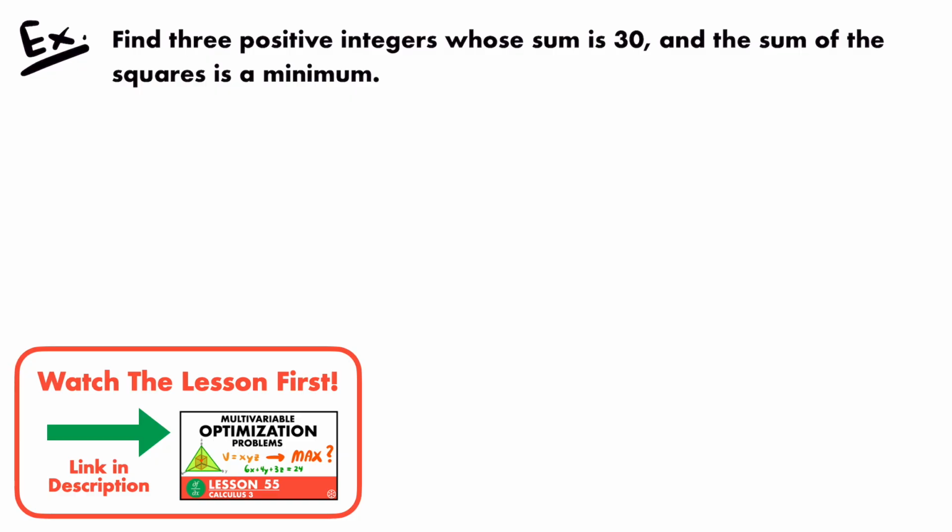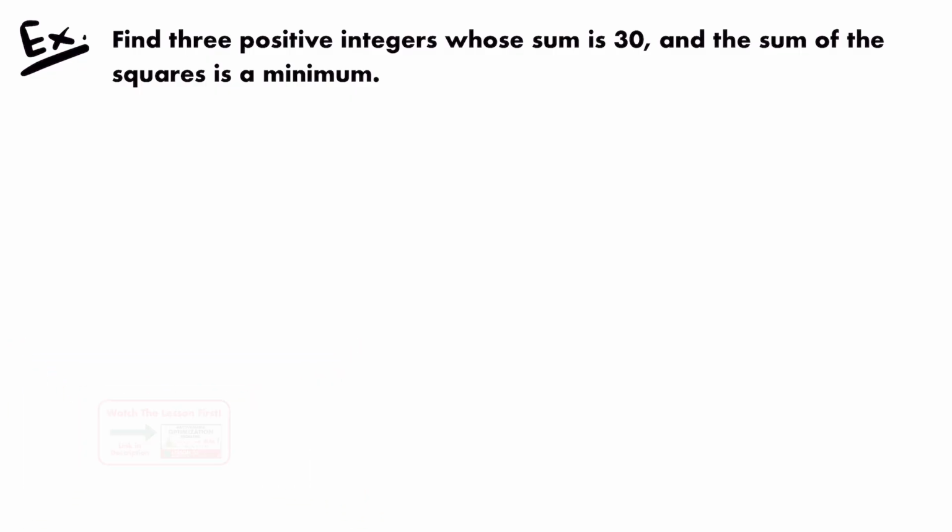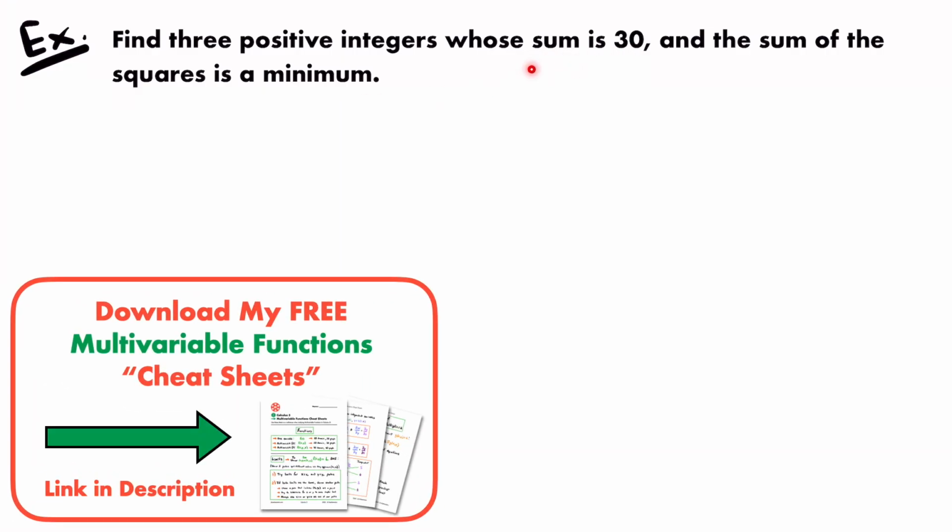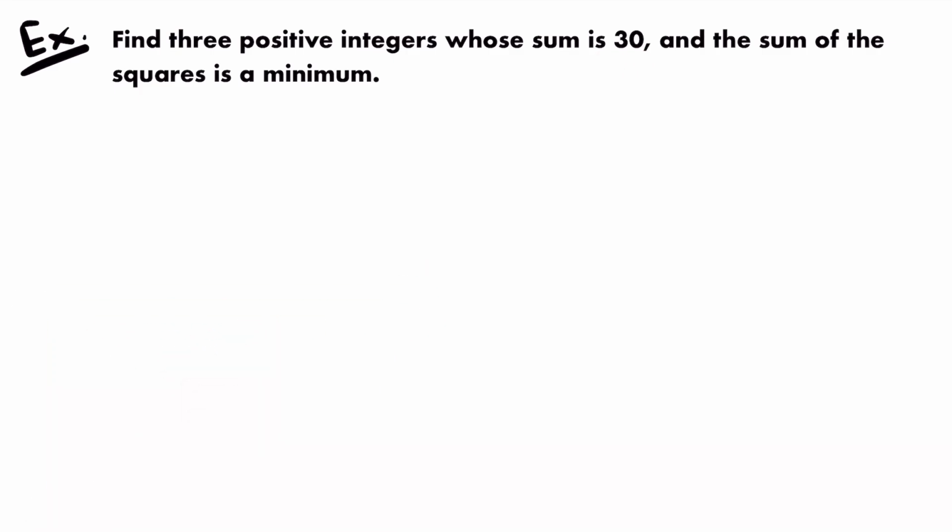Okay, so in this problem, the value that we want to optimize is the sum of the squares of three positive integers. Specifically, we want that sum to be a minimum given that the sum of those numbers is 30. So the regular sum of the three numbers being 30 is what we would call the constraint for this scenario. We want to minimize the sum of the squares given this restriction or constraint.